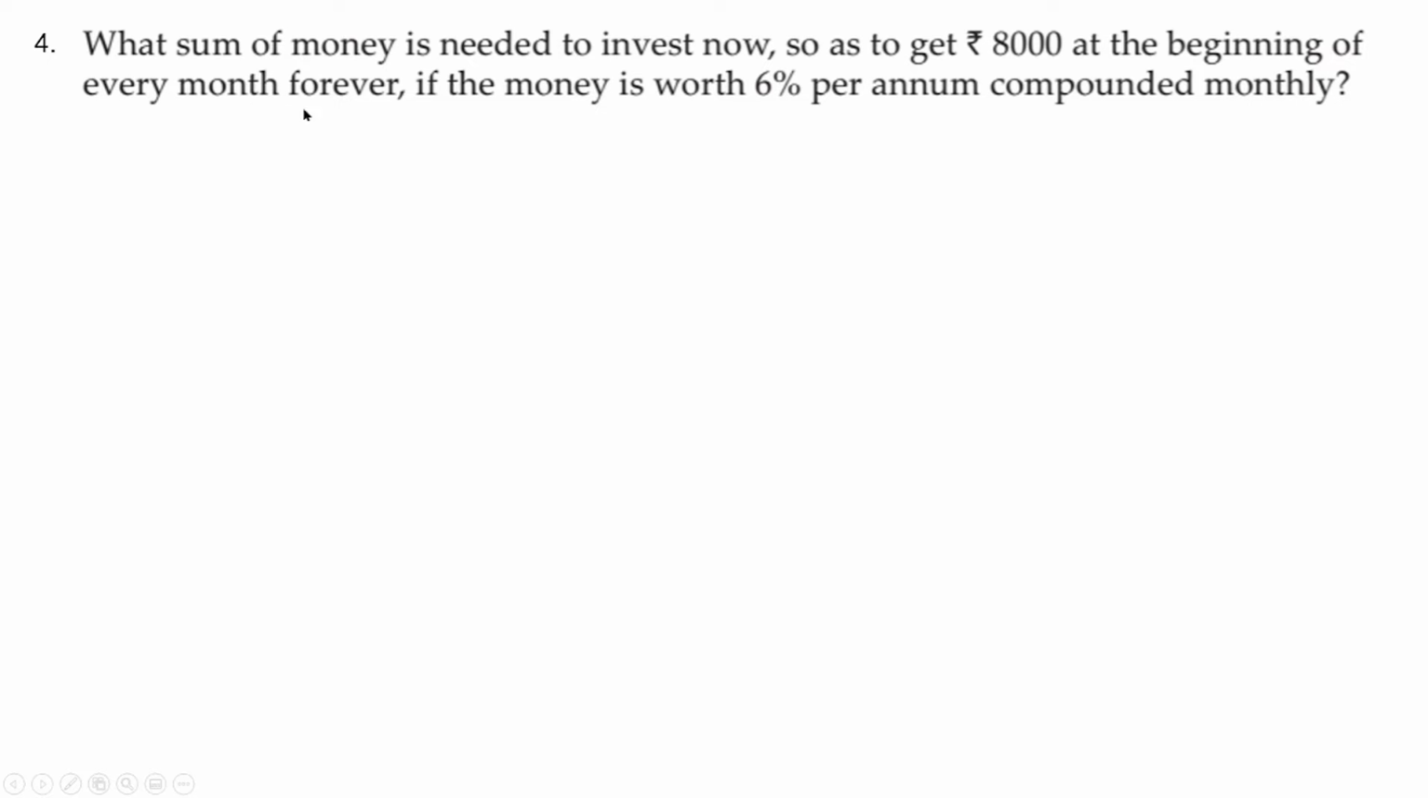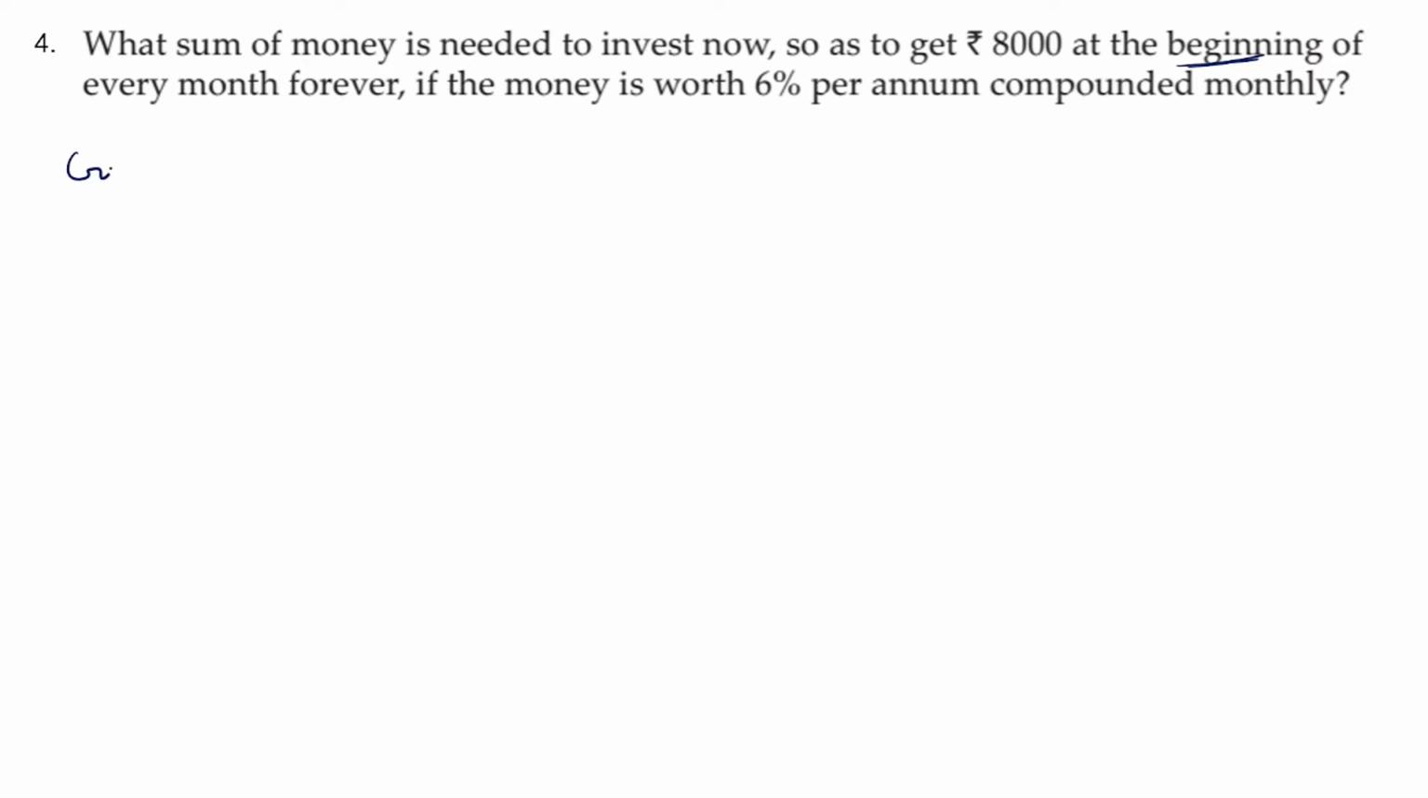Next question. What sum of money is needed to invest now so as to get rupees 8,000 at the beginning of every month forever if the money is worth 6% compounded monthly? So here they have said we need to find the sum of money that we need to invest now. That is, we need to find the present value of perpetuity so that we can get a periodic payment of rupees 8,000 at the beginning of every month. So we have to find present value of perpetuity when the payments are at the beginning of every month. And money is worth 6% per annum compounded monthly.